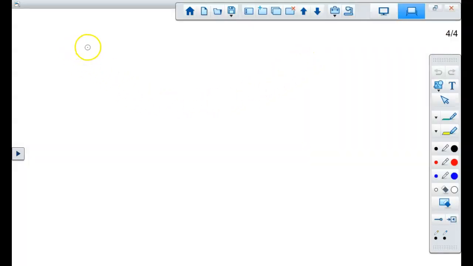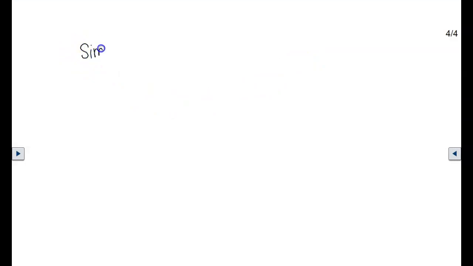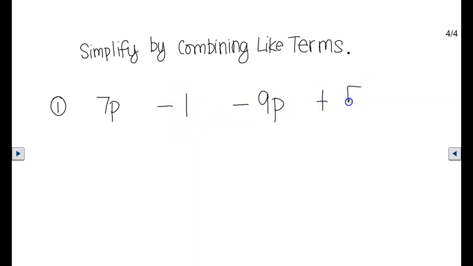Okay, so let's do some examples. So on each of these problems, we are going to simplify by combining the like terms in each problem. Okay, so in our first problem, we are going to do 7p minus 1 minus 9p plus 5.